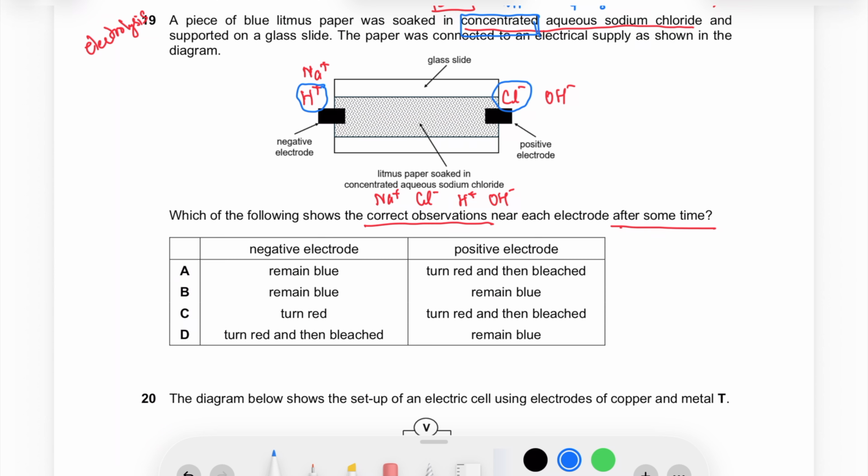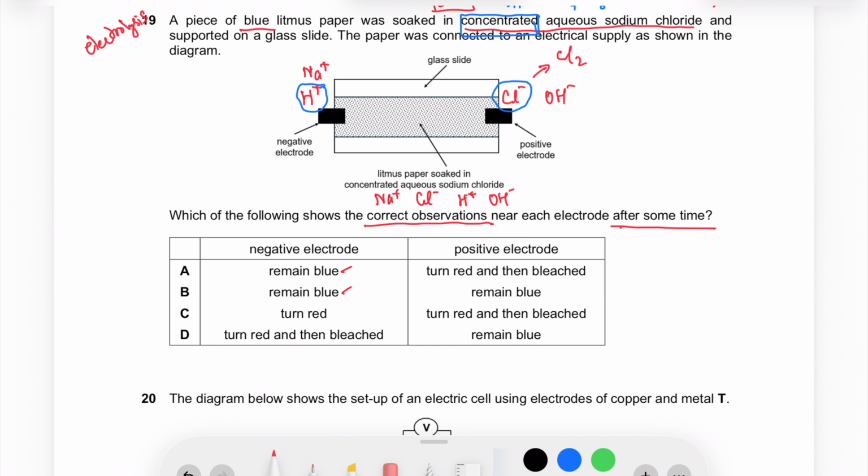So take note. Let's look at the option. At the negative electrode, because H plus will be discharged, there's no more H plus, so it won't turn red, so the paper will still remain blue in color. And then at the right side, positive electrode, your chloride ion will become chlorine gas.